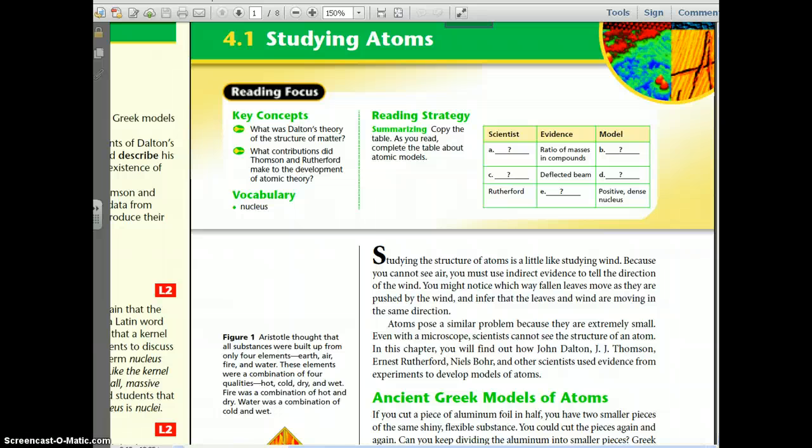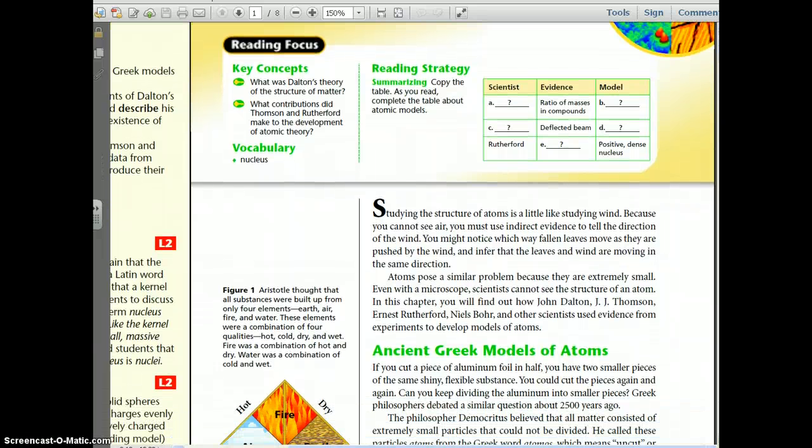Atoms pose a similar problem because they are extremely small. Even with a microscope, scientists cannot see the structure of an atom. In this chapter, you will find out how John Dalton, J. J. Thomson, Ernest Rutherford, Niels Bohr, and other scientists used evidence from experiments to develop models of atoms.